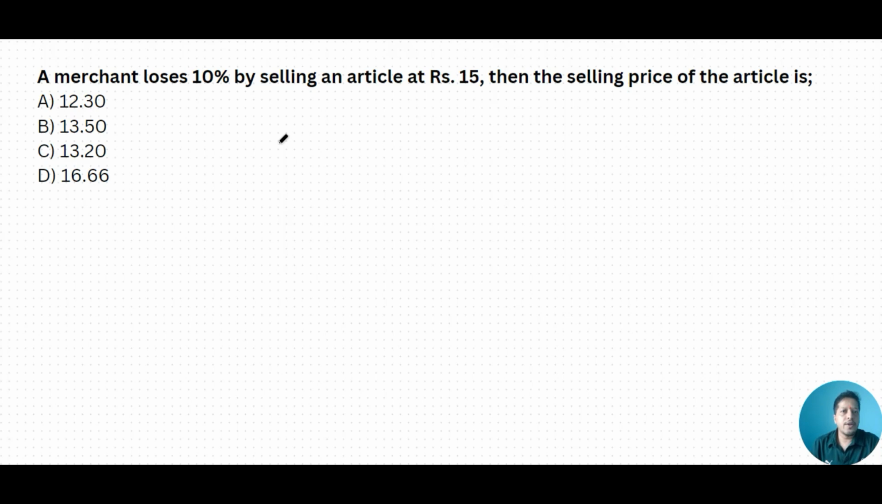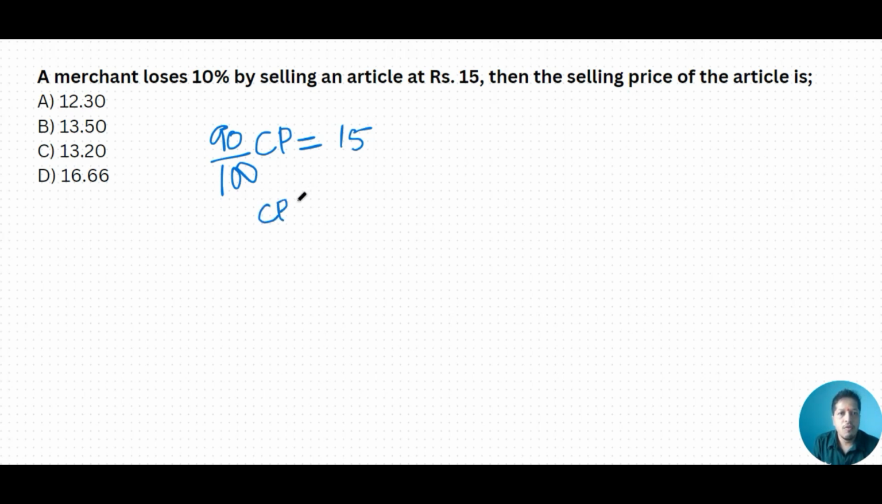Out of 100 rupees if he has bought, then he is losing 10%. That means he is net to net getting 90% of his cost. 90% of his cost only he is getting. That's why he is losing, right? So 90% of the cost price is equal to sales price, which is 15 here. Correct? He lost 10%. That means he is only getting 90% of the cost price. Correct?